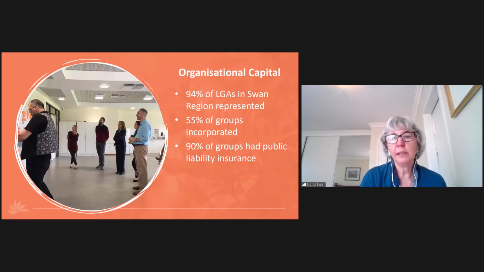Just very quickly, 55% of the groups were incorporated, which means they can apply for funding and have access to GST rebates, that sort of thing. But it also means they have a greater requirement for higher levels of governance and accountability. 90% of the groups had public liability insurance, and this was covered either by themselves, 39%, their local LGA, 32%, or through another organisation.